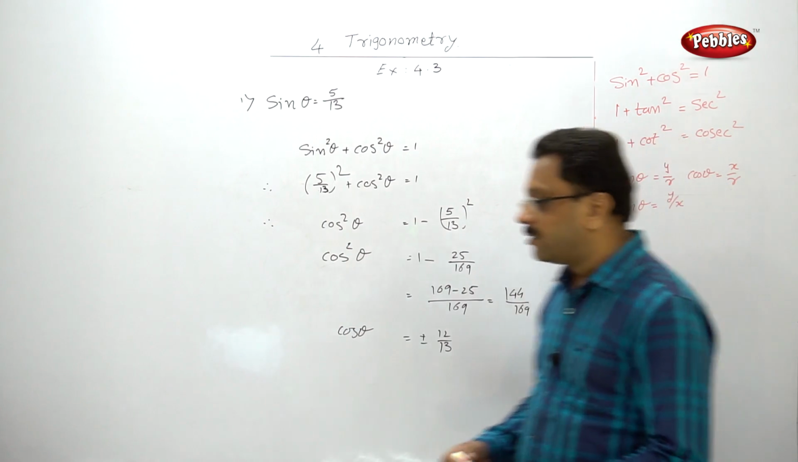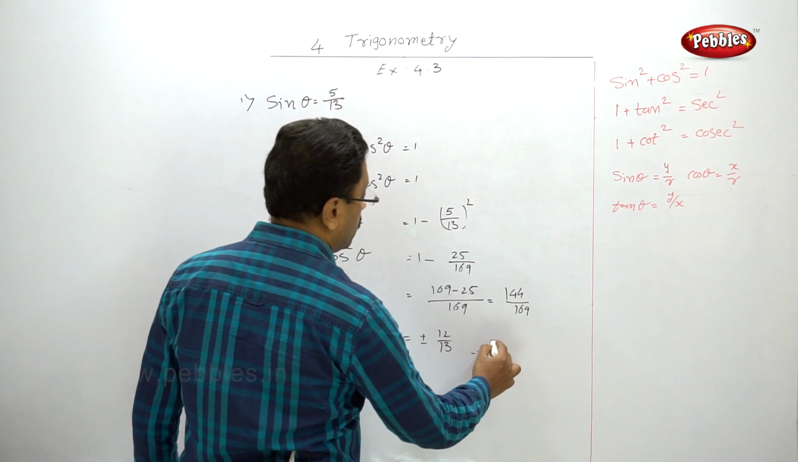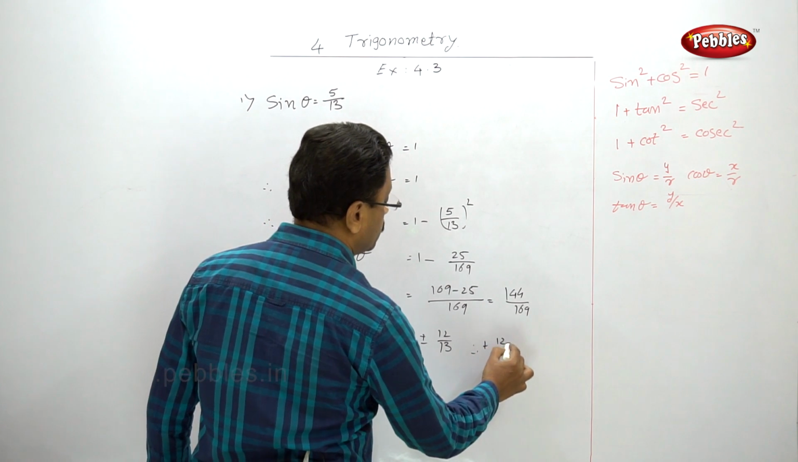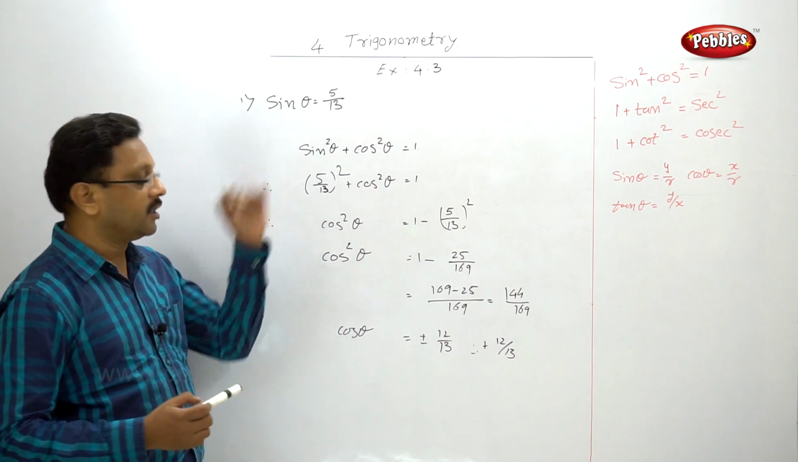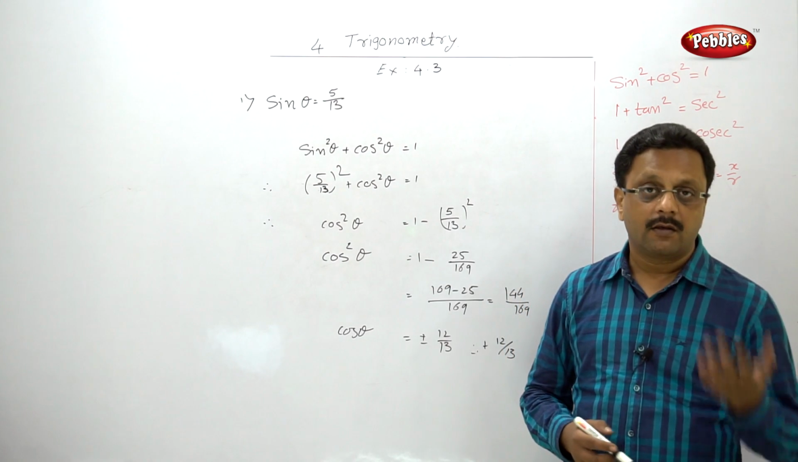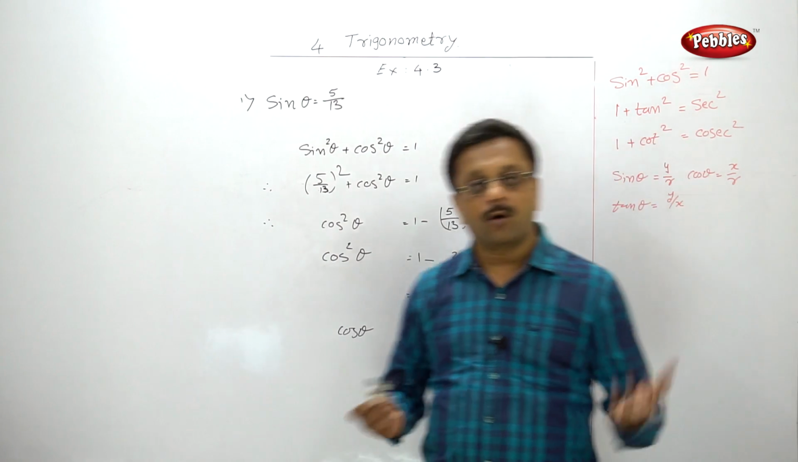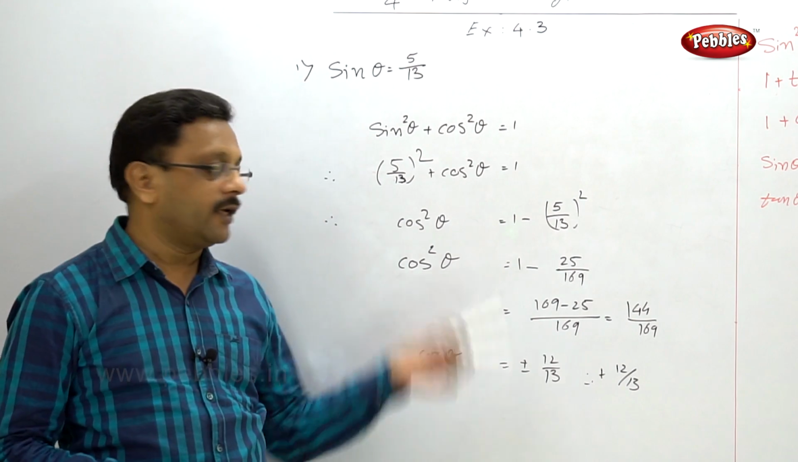Now once you get plus 12 by 13, that is cos theta, and you know sine theta, you can easily find out the values of the other ratios: tan, cosec, sec, cot. So please pause your video here and find the values of all the ratios.